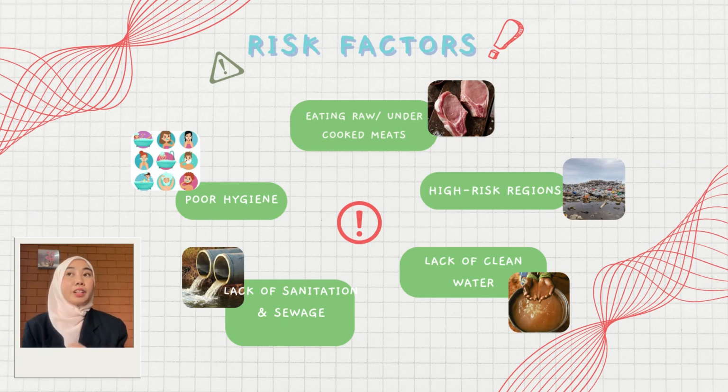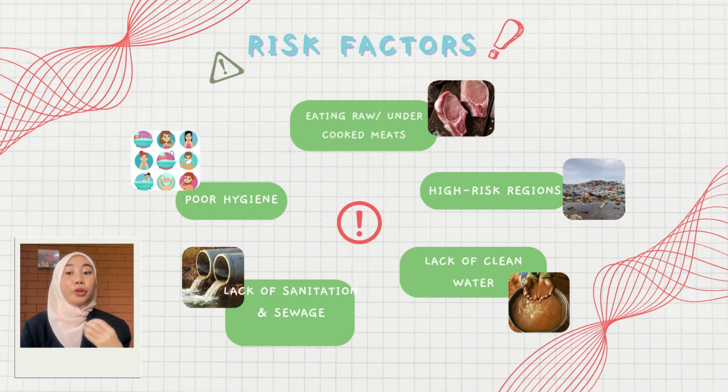Risk factors of tapeworm. There are five risk factors altogether. These are factors that may put you at a greater risk of tapeworm or larval infection. The first one is eating raw or undercooked meats. The main risk factor for tapeworm infection is eating raw or undercooked meats and fish. Dried and smoked fish also may have larvae in them.